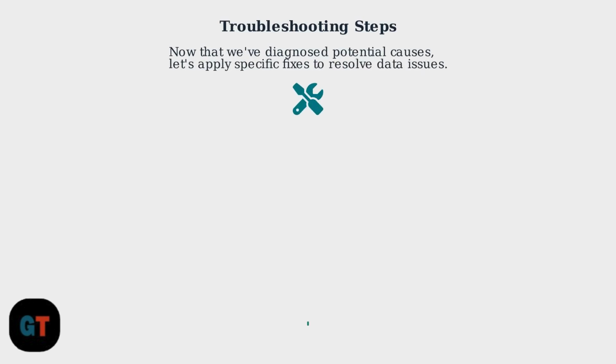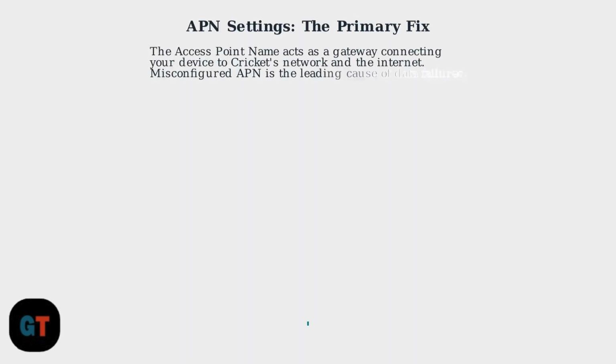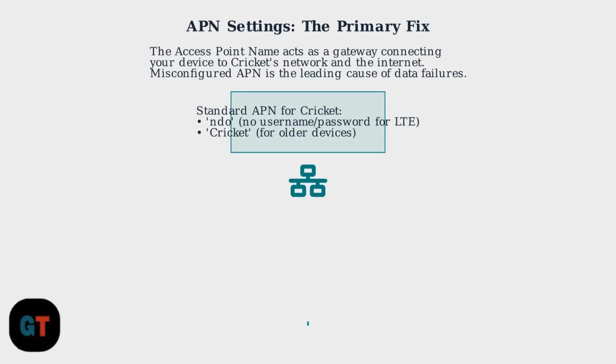Now that we've identified potential causes of your Cricket Wireless data issues, it's time to apply specific troubleshooting steps. The most common and effective fix involves checking and configuring your access point name, or APN, settings. The APN serves as the critical gateway that links your device to Cricket's network infrastructure and ultimately to the internet. When APN settings are incorrect or missing, data cannot route properly, leading to connectivity failures.